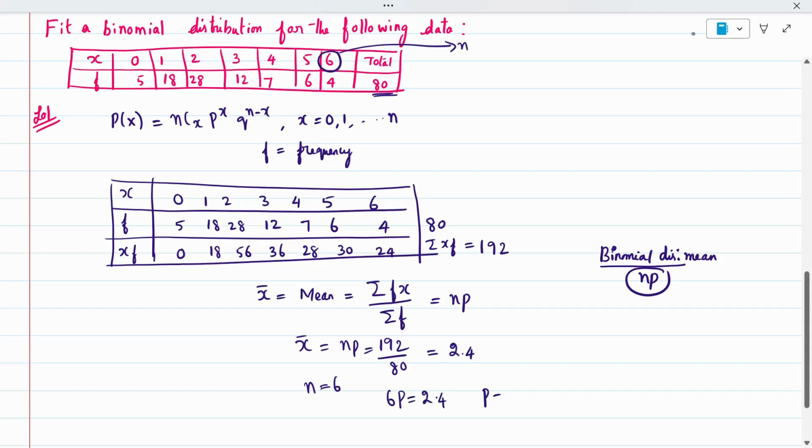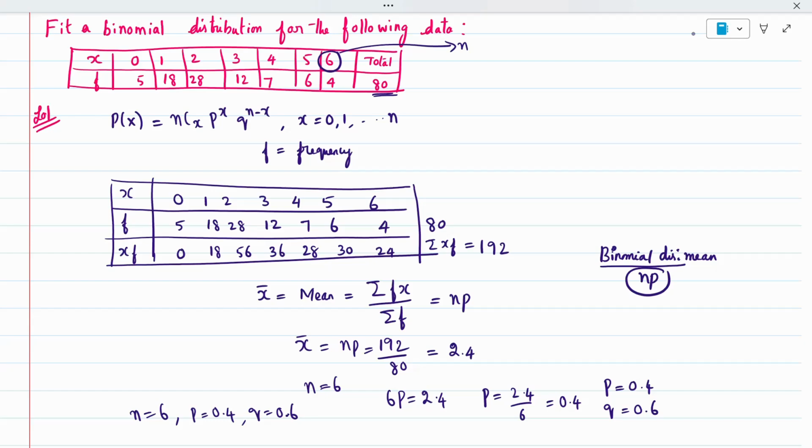My p equals 2.4 divided by 6. Divide it in a calculator. So when I divide it, I am getting 0.4 for p. P is 0.4 means q is nothing but 1 minus 0.4, which is 0.6. I know all the data. Now n I know is 6, p is 0.4, and q is 0.6. With all the data known, I can calculate my new frequency.